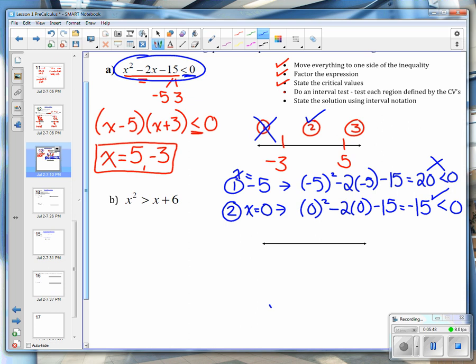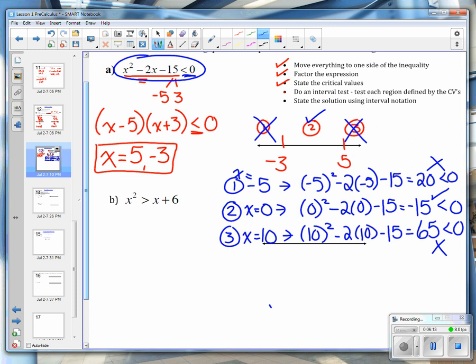Next, interval 3. I want to choose a number that's higher than 5. So let's say x is equal to 10. Again, it can be whatever you guys want. Now I have 10 squared minus 2 times 10 minus 15. And when I actually evaluate that, that's going to be 65. Is that less than 0? No. So that is not my solution set.